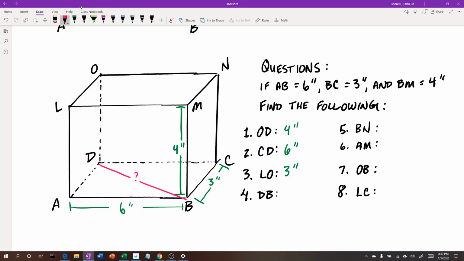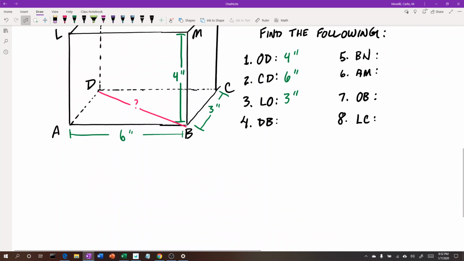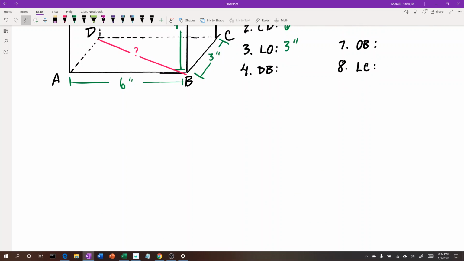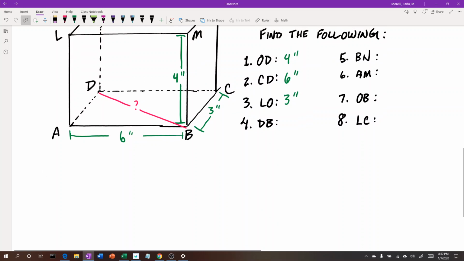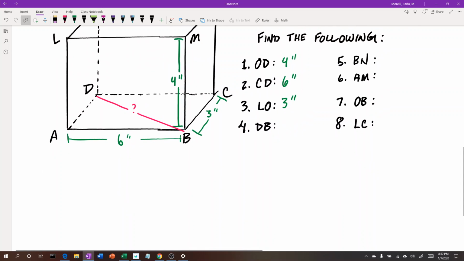So let's start working on this. That is really a cool one right there. So you know what I think I'm going to do? I think I'm going to work on it in pieces. Let's do it this way. In order to find distance DB, we need to understand that distance DA is also 3 inches.